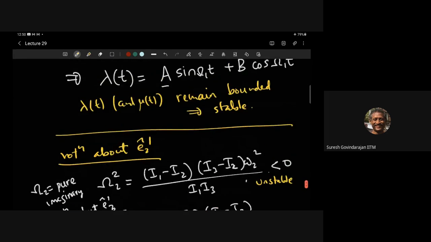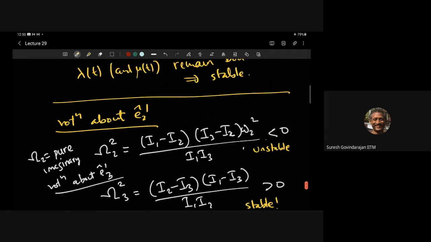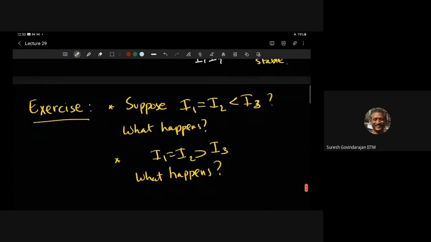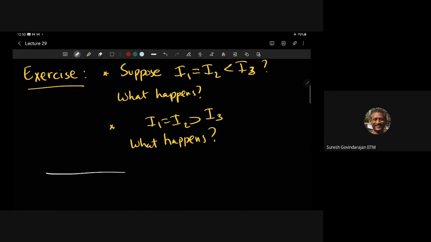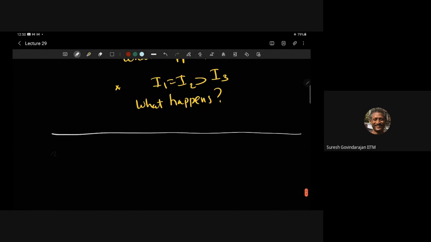You just have to put in. Let me just say, for instance, I1 equal to I2. You can see that omega 2 square becomes 0. So what does that mean? That's for you to think. So I think I'm done with today's lecture, and we are done with it. It's a very rich topic, but I just want to introduce you to the methods.